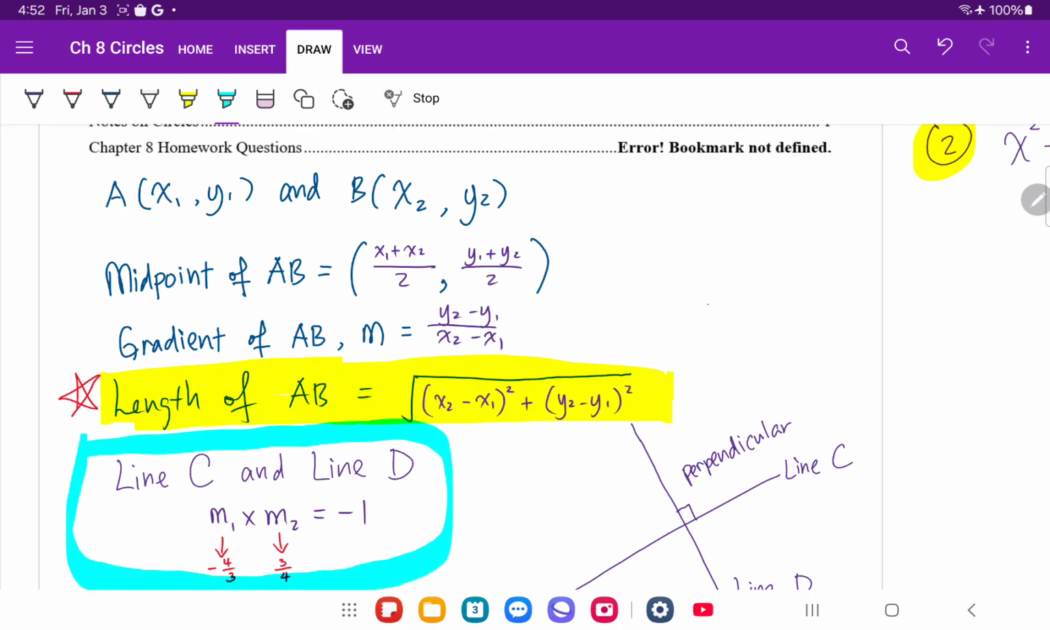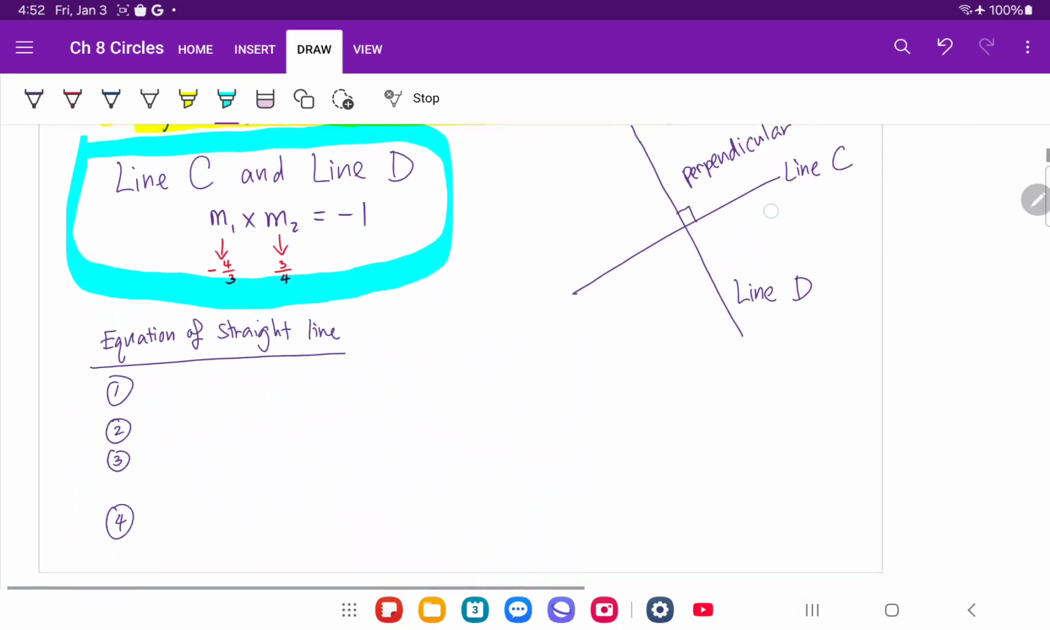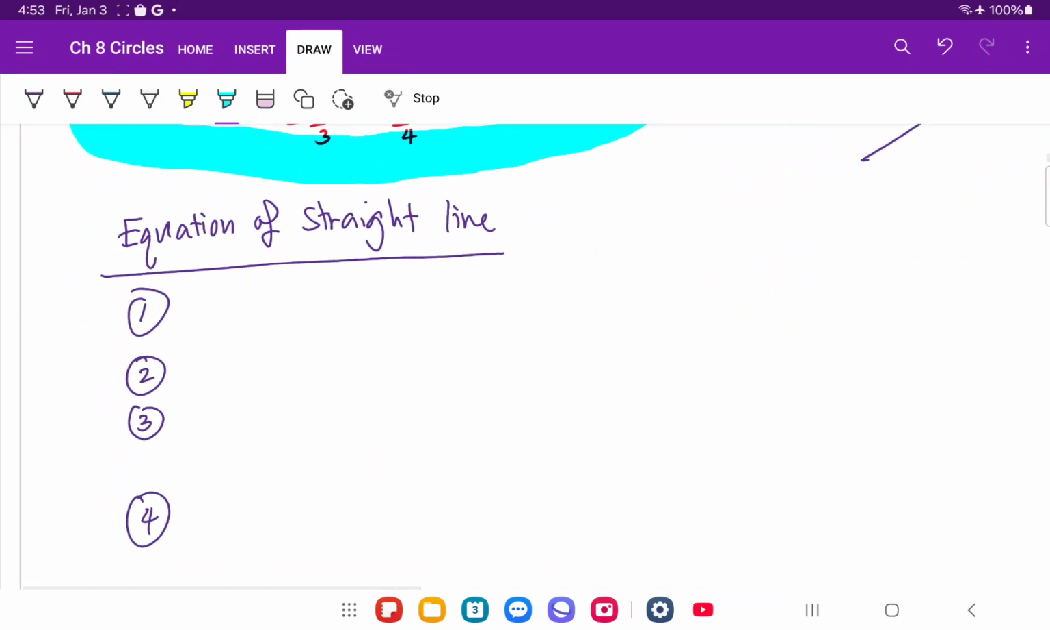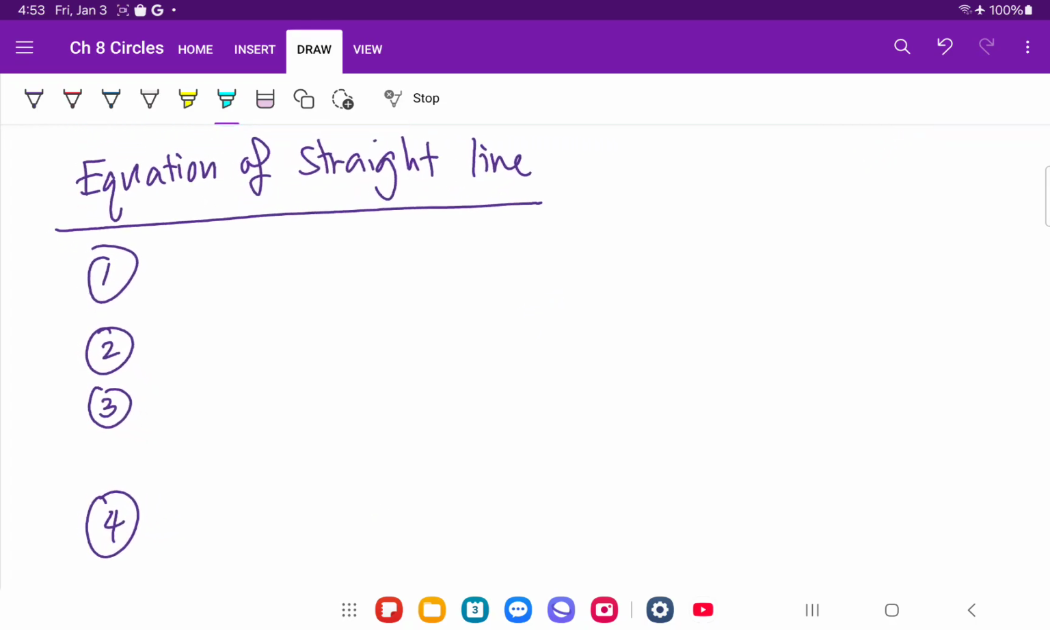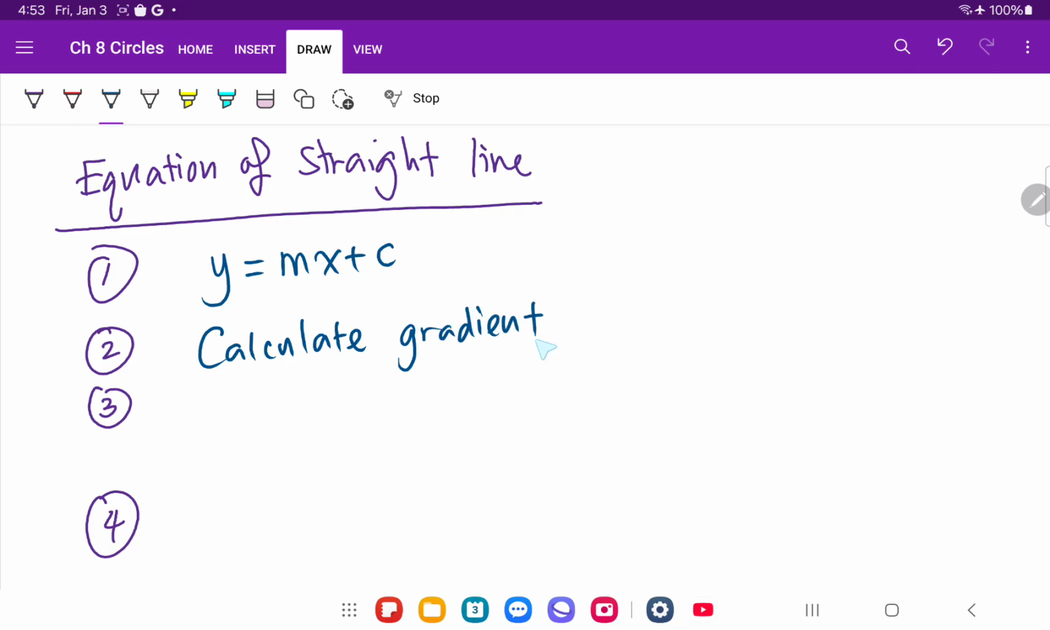Okay, moving along. There is one more concept that is important for this chapter, but we will not use it today. We will use it for the subsequent lesson, but let's revise it just for the sake of the whole chapter, coordinate geometry. Now, how do we form the equation of a straight line? There are 4 steps. Step 1, write down y equals to mx plus c. Step 2, calculate gradient m.